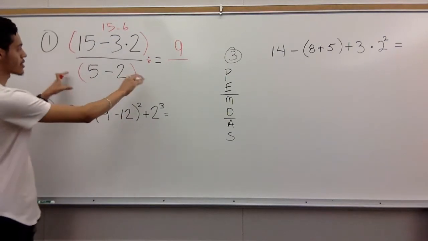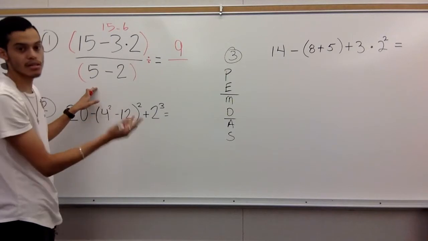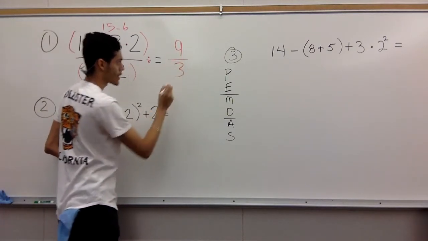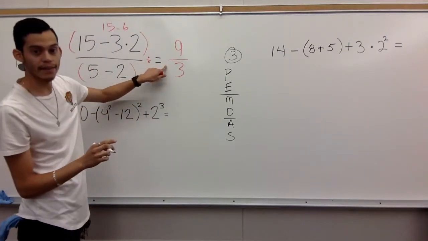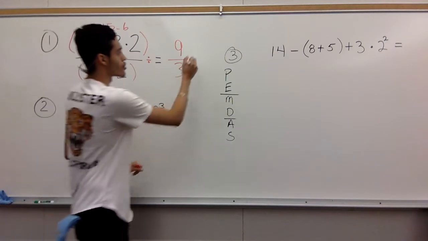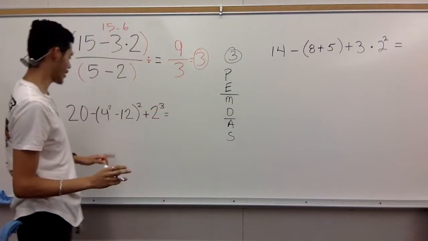Now we move on to the bottom side, the denominator. You have 5 minus 2. It's pretty simple, just a subtraction problem. 5 minus 2 equals 3. Now, I told you that this line means division, so you get 9 divided by 3, which gives you the answer of 3. That would be your final answer, 3.